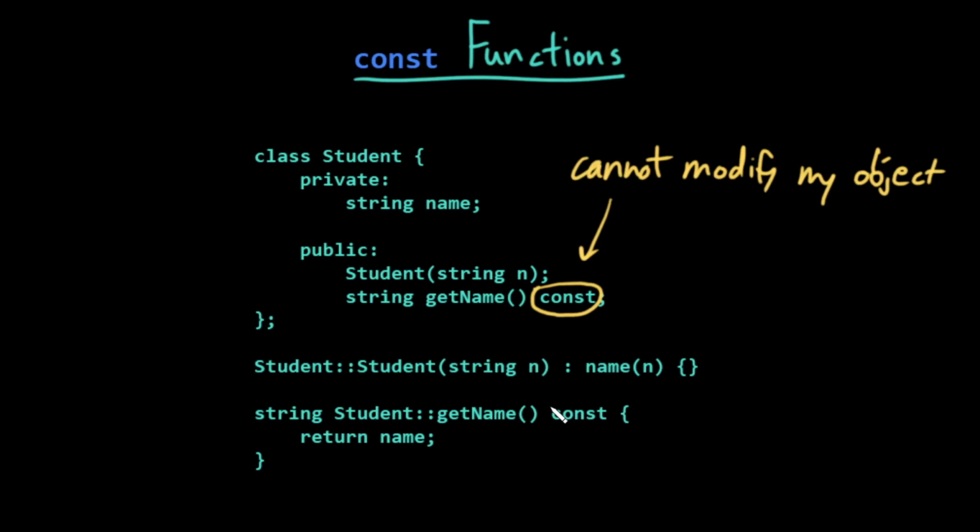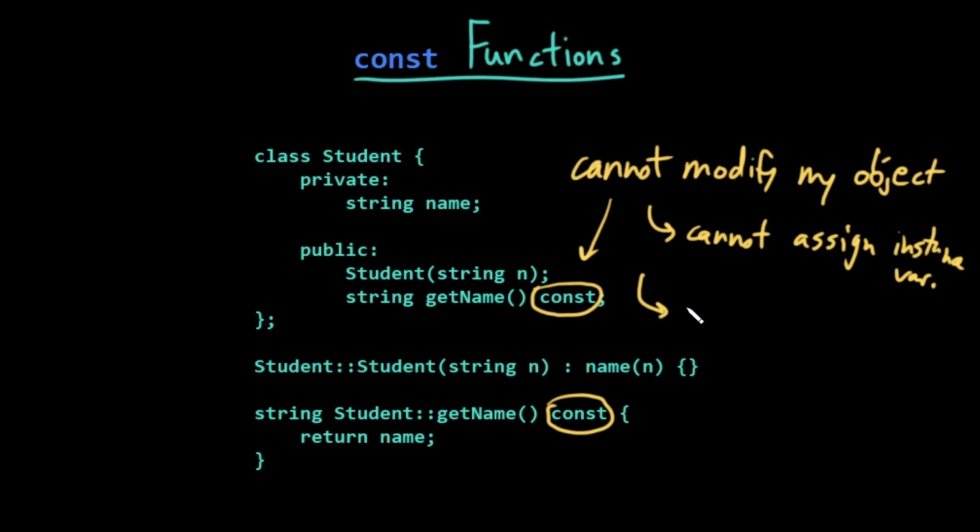So in this example, so I've actually implemented it here, all I'm doing is returning the name instance variable, so I'm not modifying my object in any way. We cannot do any assignments to our instance variables, so we cannot assign instance variables. And also, if we want to call any other functions, we can only call other const functions.